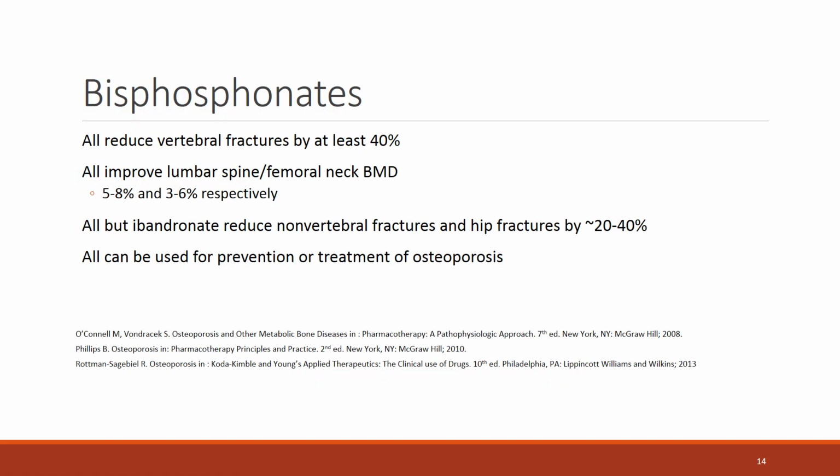All the bisphosphonates reduce vertebral fractures by at least 40%, and they all improve the lumbar spine or femoral neck bone mineral density. All of them can be used for both the prevention or treatment of osteoporosis, and all but ibandronate, which is Boniva, all but ibandronate reduce both non-vertebral fractures and hip fractures by a significant amount.